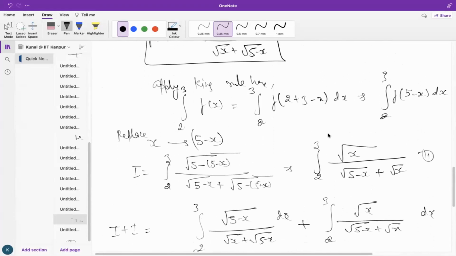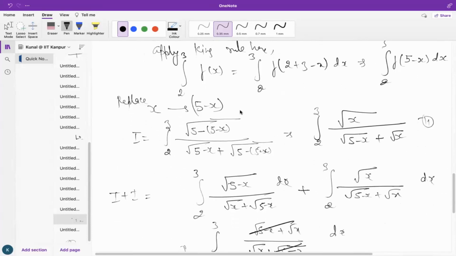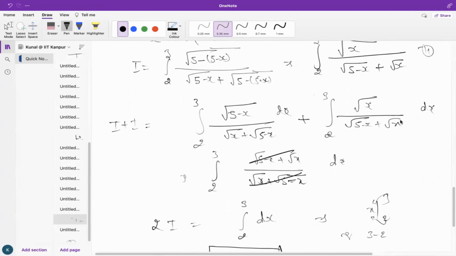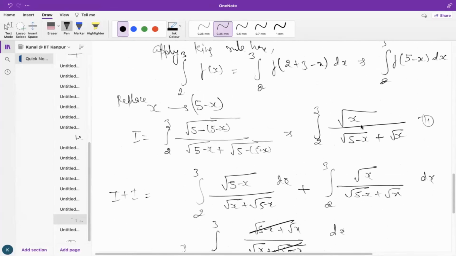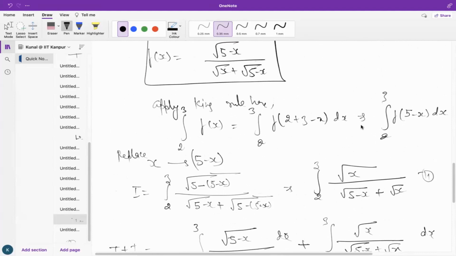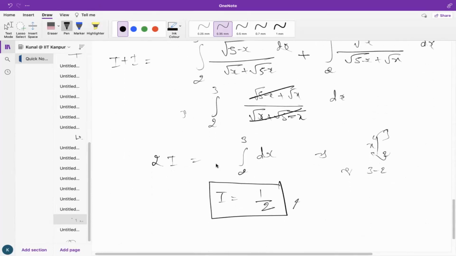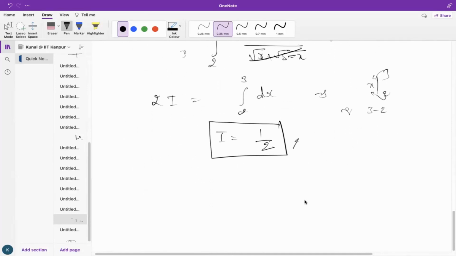I just replace x by 2 plus 3 minus x, and I substitute there. So we get something like root x by root under 5 minus x plus root x. And both are same. So what if I add both integrands? So we get 2I, and we have to find the value of I. So we get the following value. I hope you'll all understand this.